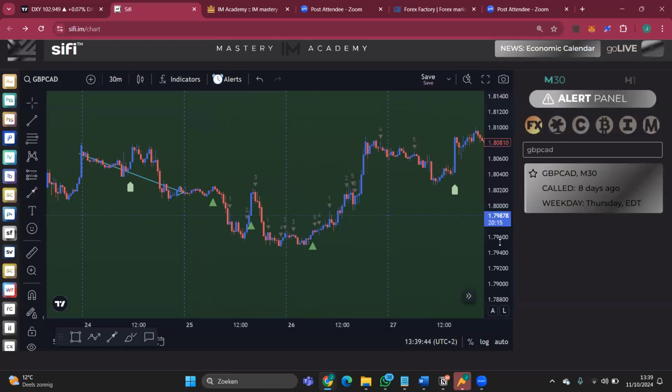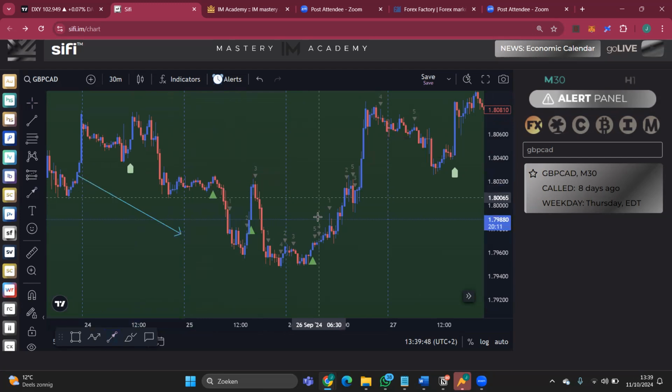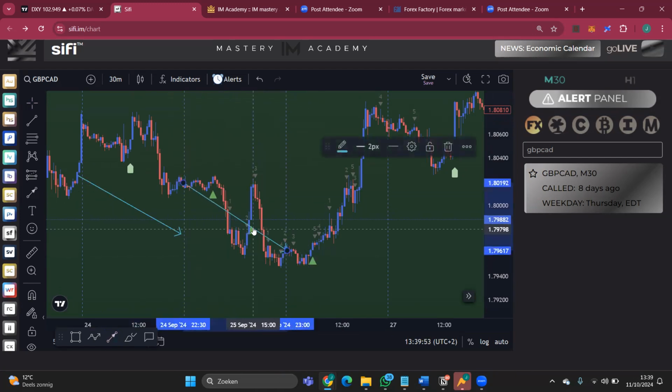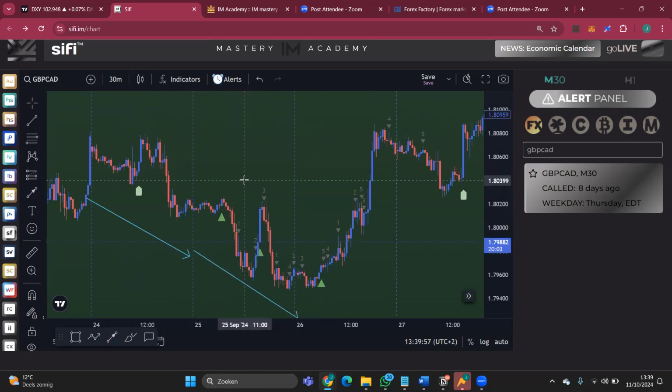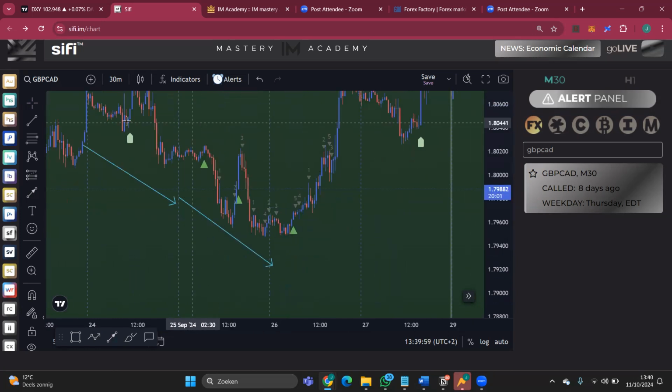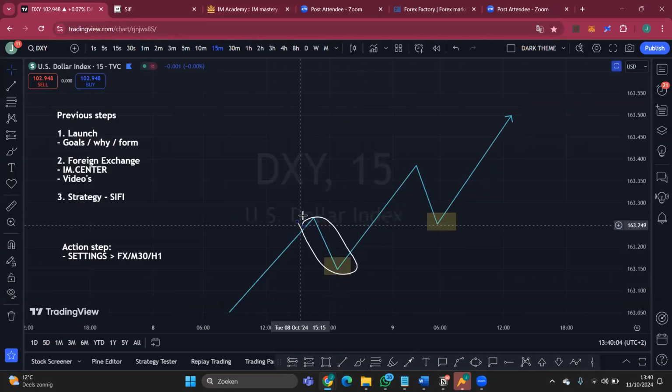So on this notification, for example, this arrow, what we see is, did we have a pullback the day before? Yes, we do. Amazing. Did we have a pullback the day before that? Yes, we do. Amazing. That's a valid 2-day pullback. So that's what we're looking for, and that's exactly this thing right here.